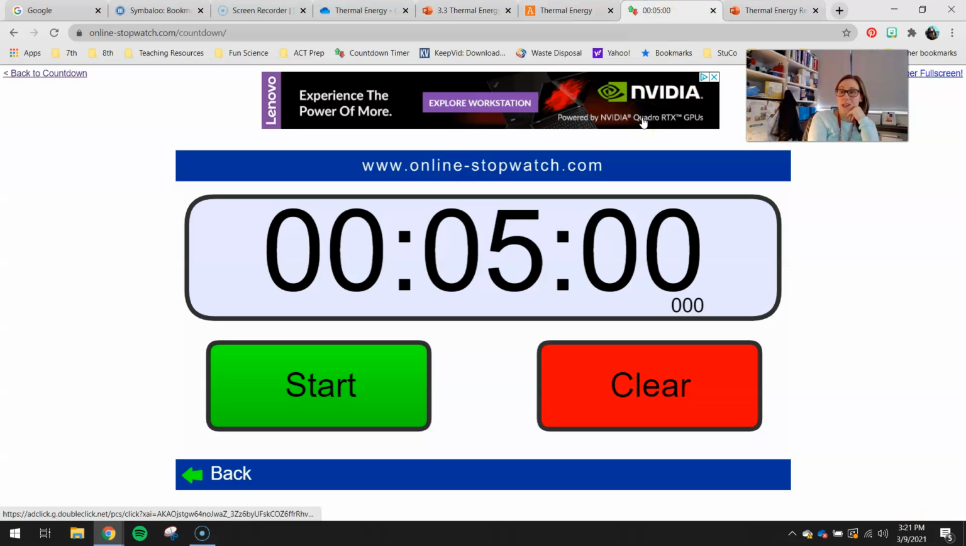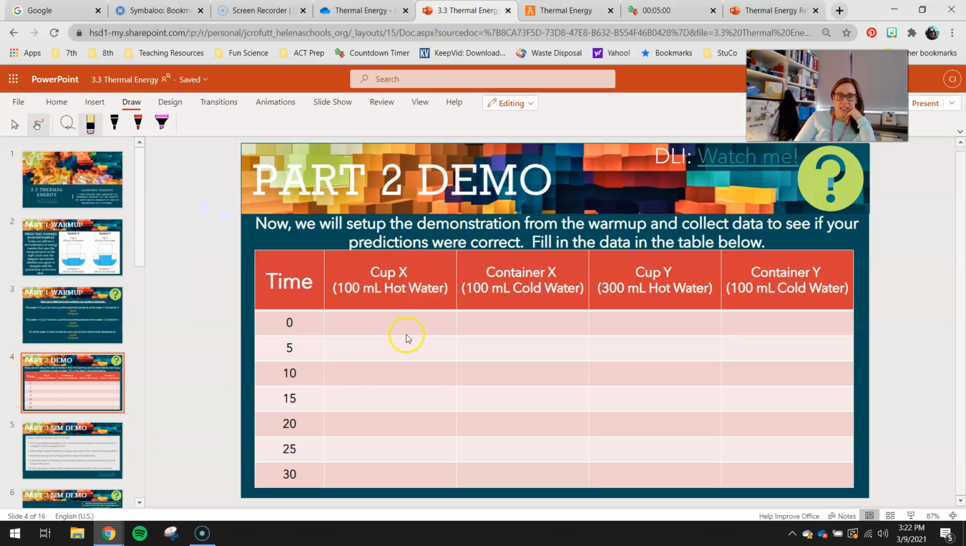For 4th period, Malaya and Skylar, you guys are gonna be responsible every 5 minutes to come up here and take the temperature of cup X and container X, cup Y and container Y. So one of you guys take the temperature and the other one of you guys is gonna record it on the board, and then you guys will switch at 10 minutes, 15, 20, 25, and 30 minutes until you guys have this full data table filled out. So the timer should be running right now for your guys' demo for this, okay?